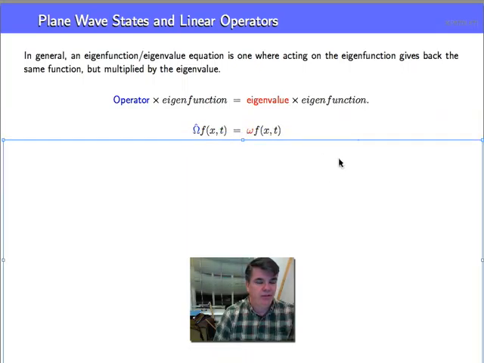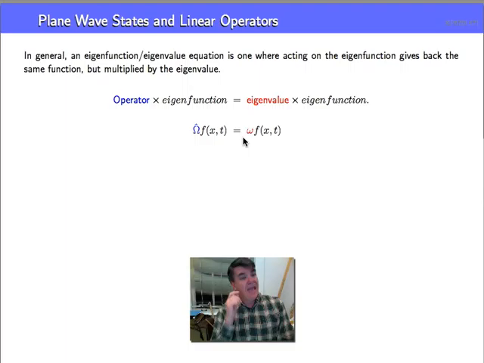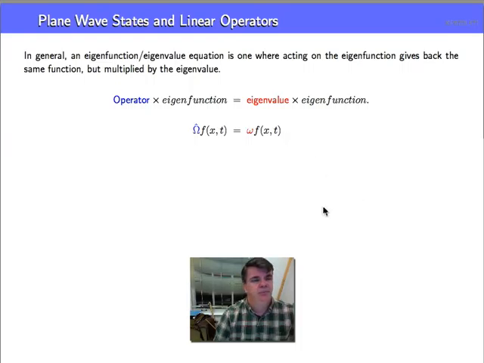So operator times eigenfunction is eigenvalue times eigenfunction. In formulas, some operator omega acting on some eigenfunction f returns a particular eigenvalue, which will depend on the state that f is in, times that function back.